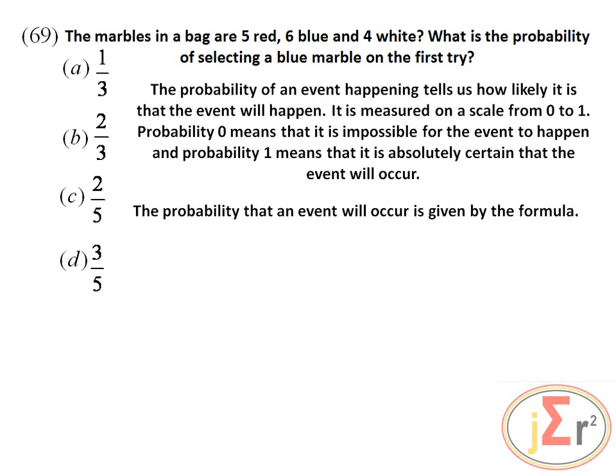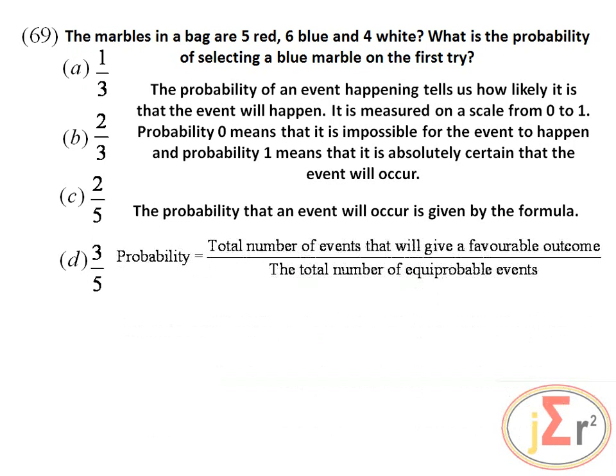The probability that an event will occur is given by the formula, and the formula is right there, and it looks very long and very wordy, but it's actually very simple. Probability is equal to the total number of events that will give a favorable outcome divided by the total number of equiprobable events. That's a new word, equiprobable.